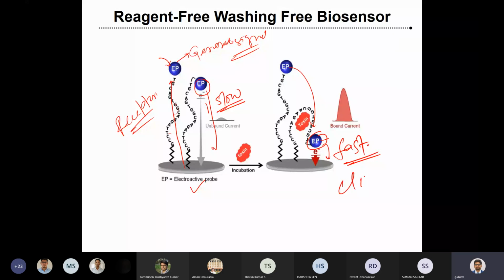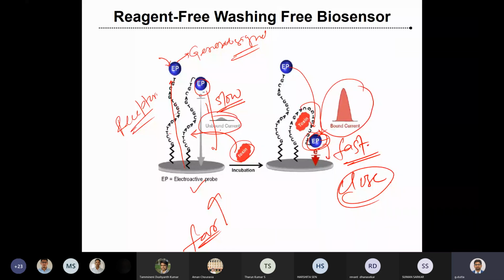This is far. So if you have some target, like a toxin here, and your target binds to this aptamer, it will fold and the electroactive probe will come close to the surface. Then you will get the high signal. So you can see this is the higher signal, and this is the lower signal for the no-target case. If there is no target, you will get a lower signal, and if you have the target, you will get a higher signal. Why higher? Because the electroactive probe will come close to the surface. Guys, clear now?